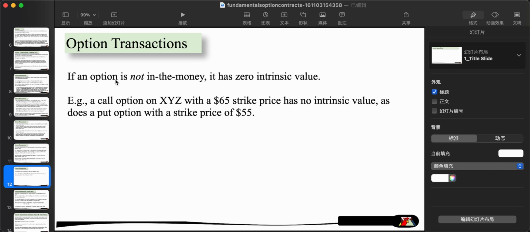So if an option is not in the money, it has zero value. If this is an out of the money option, the out of the money option has zero intrinsic value. So for example, a call option on XYZ with a $65 strike price has no intrinsic value, as does a put option with a strike price of $55.